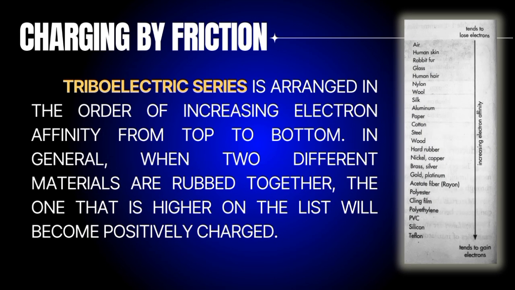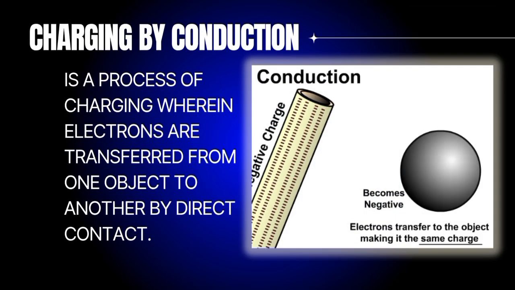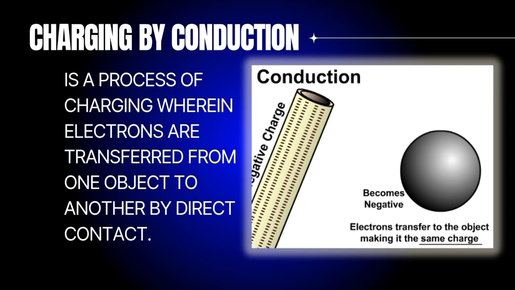Triboelectric series is arranged in an order of increasing electron affinity from top to bottom. In general, when two different materials are rubbed together, the one that is higher on the list will become positively charged. Charging by conduction is a process of charging wherein electrons are transferred from one object to another by direct contact. The image presents how charging by conduction process works.